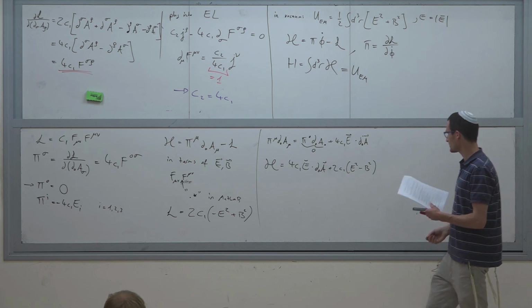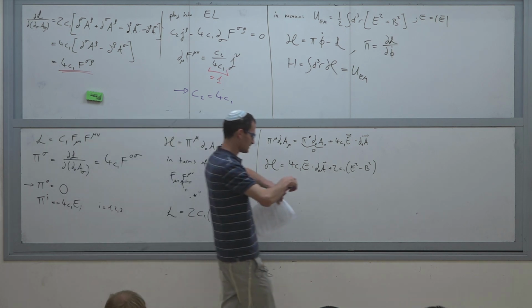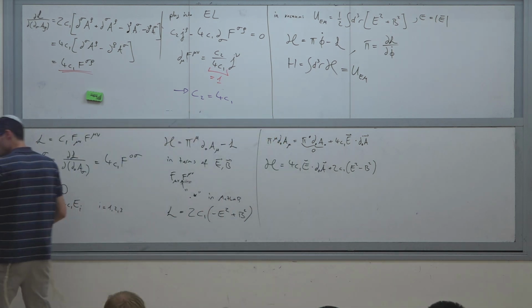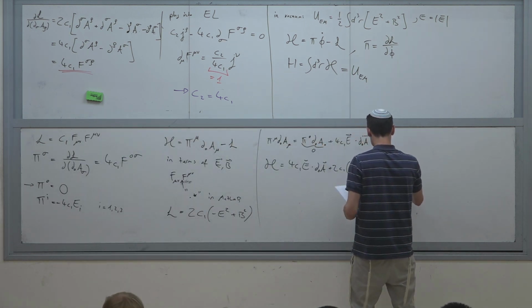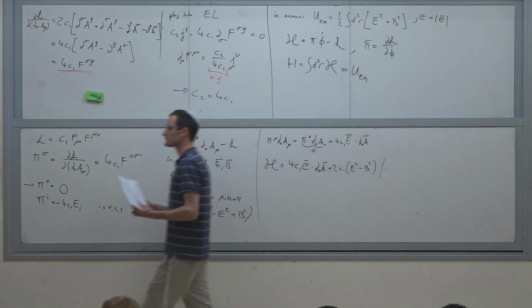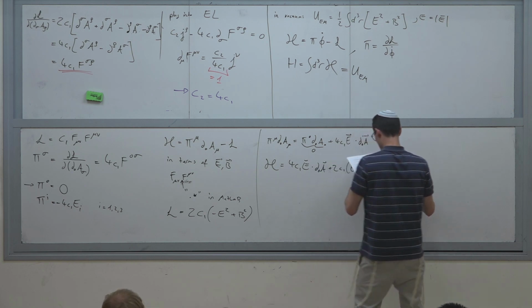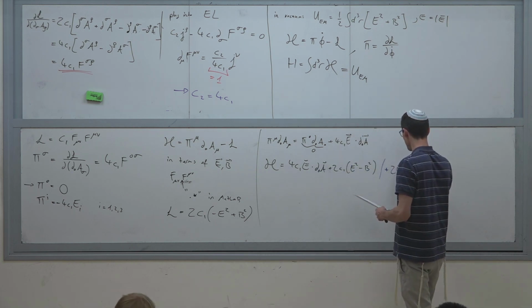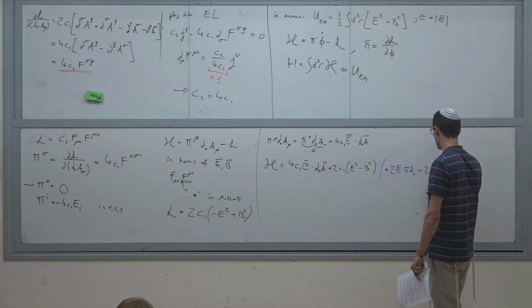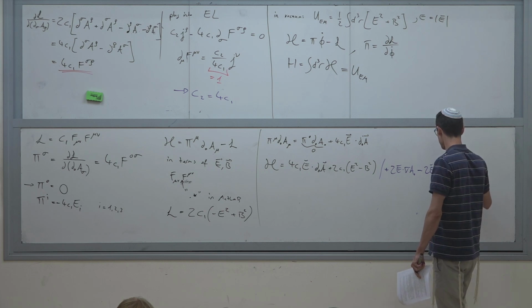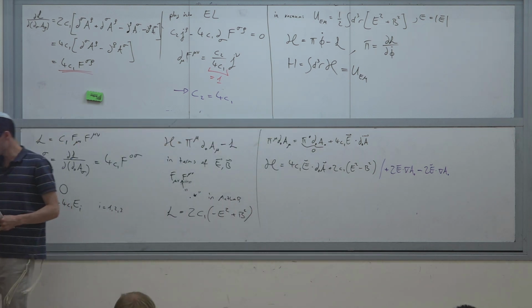Okay, now let's do a dirty trick. The dirty trick we're going to do is add and subtract the same term. I'm going to add and subtract 2E dot the gradient of A0. You'll see in a second where this leads.